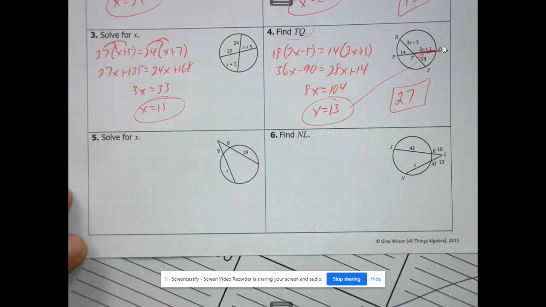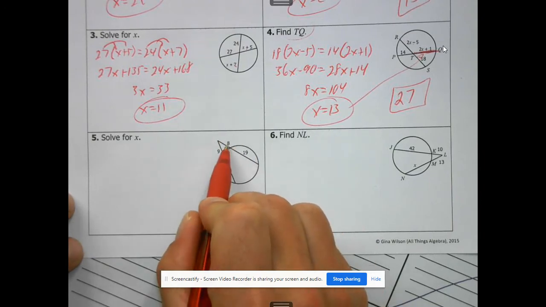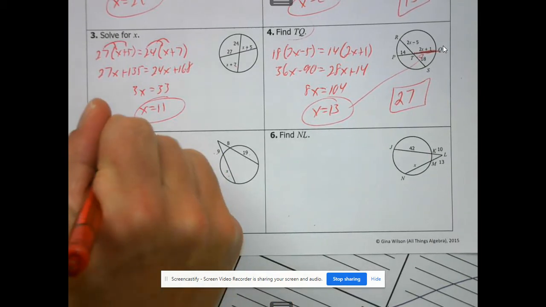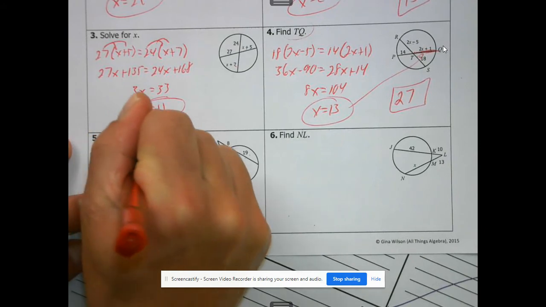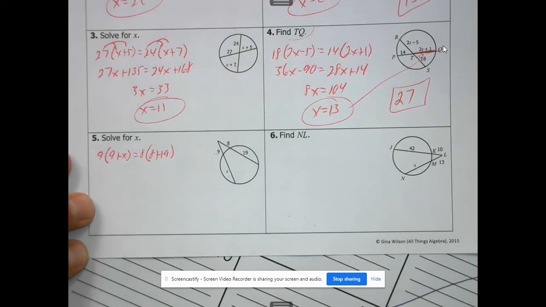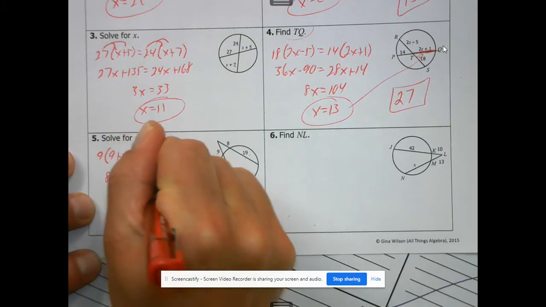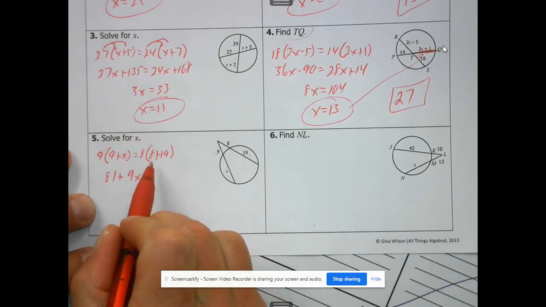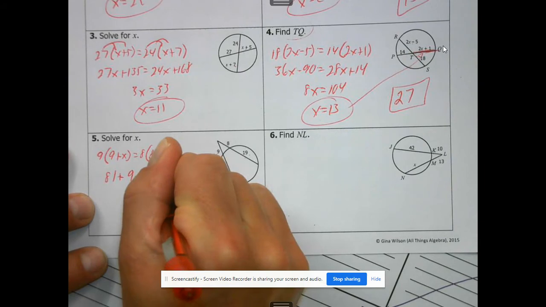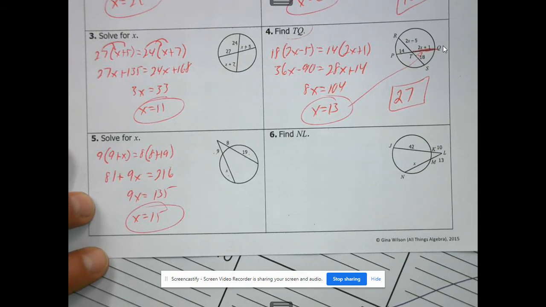Number 5. This time we have two secants intersecting on the outside. So remember, this guy times these two added up, this guy times these two added up. So 9 times 9 plus x equals 8 times 8 plus 19. Distribute the left side: 81 plus 9x. Right side, type it in. It comes out to be 216. Subtract the 81. Divide by 9, 15. Solve for x, got it.